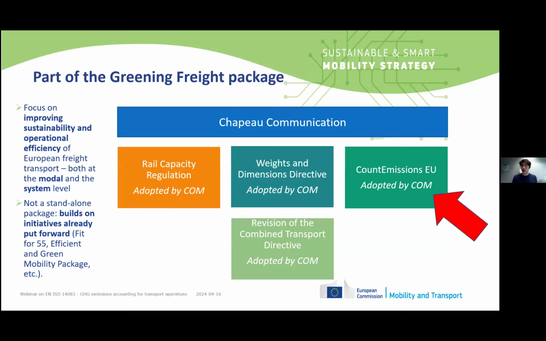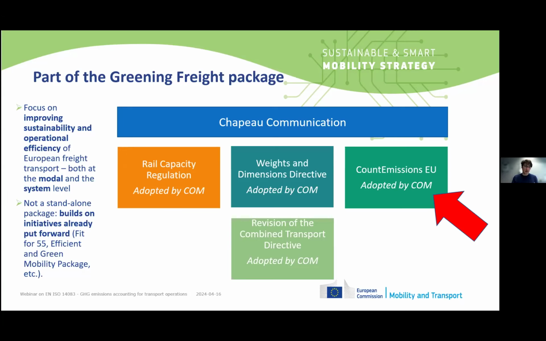As I said, a CountEmissions EU regulation has been adopted in the Green Freight Transport Package, together with the rail capacity regulation, the weights and dimension directive revision, and also the revision of the Combined Transport Directive, which has been adopted some months later. But they are, in a sense, all of them interlinked, and they build on previous initiatives already put forward, such as Fit for 55, the Efficient and Green Mobility Package.